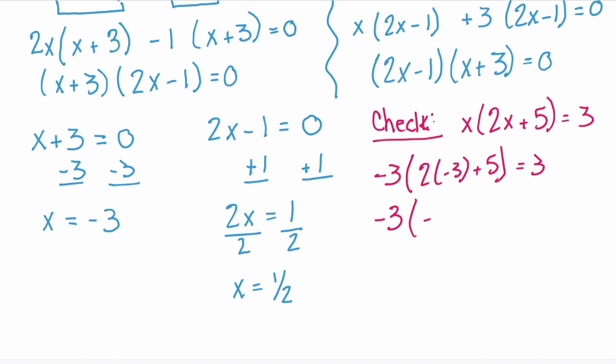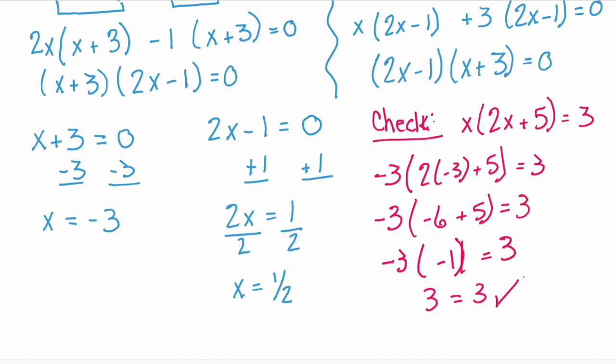Simplifying inside the parentheses, we get negative 6 plus 5. Again, the parentheses. Oops, that's a parenthesis. Negative 3 times negative 1 is a positive 3. 3 does equal 3, so we know that our answer of x equals negative 3 is correct.